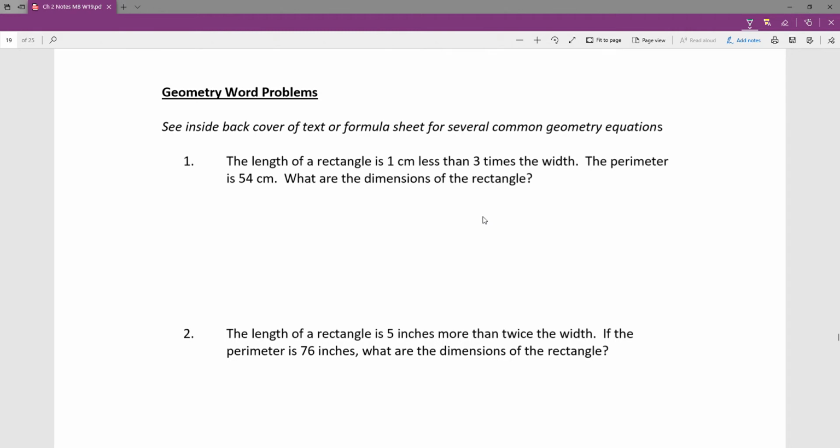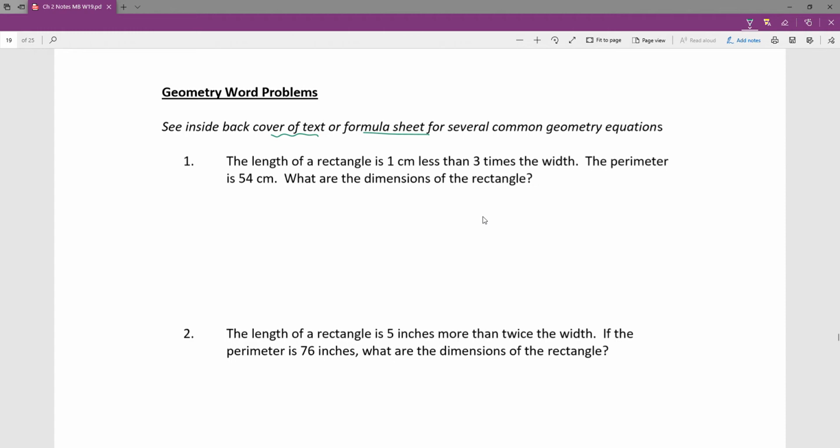So this next kind of word problems are geometry problems, and really the basis for these ones is given to you on your formula sheets or the inside cover of your textbook. There are some common geometry equations, and you don't have to have them memorized. Those are tools for you to have at your disposal.